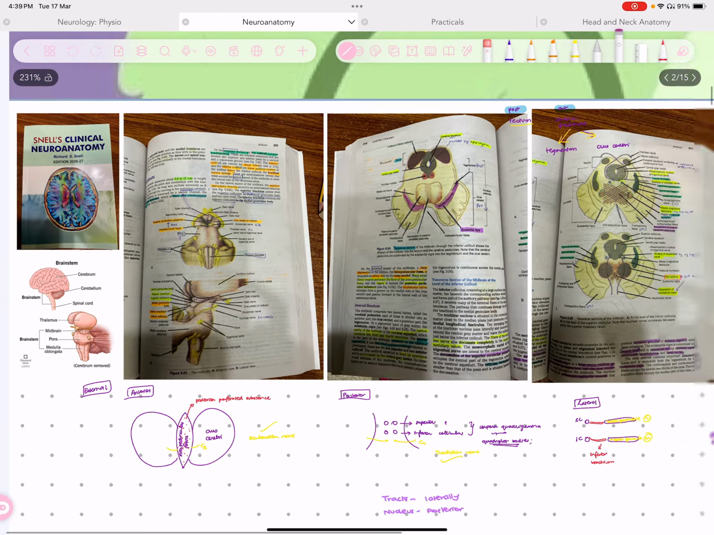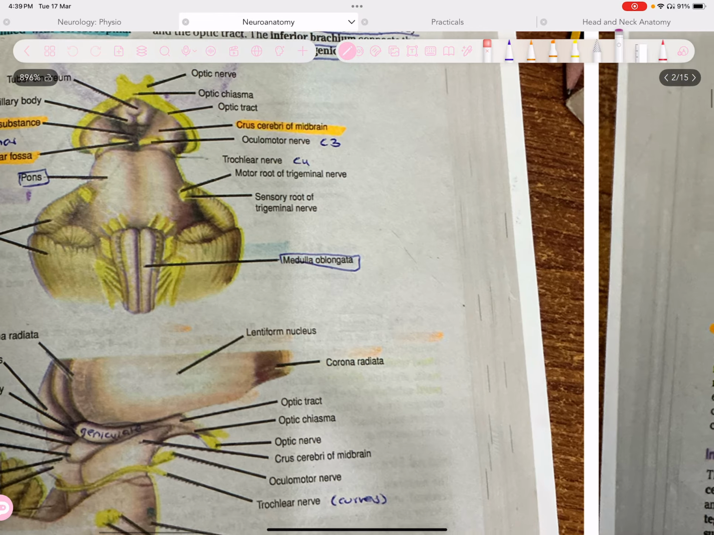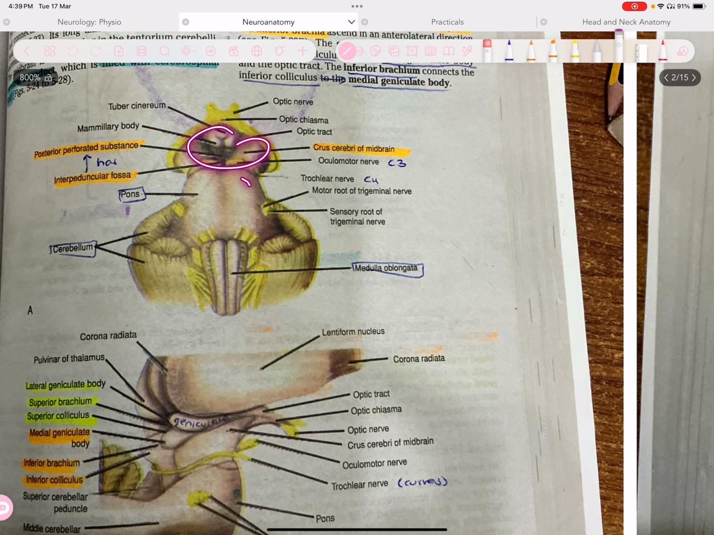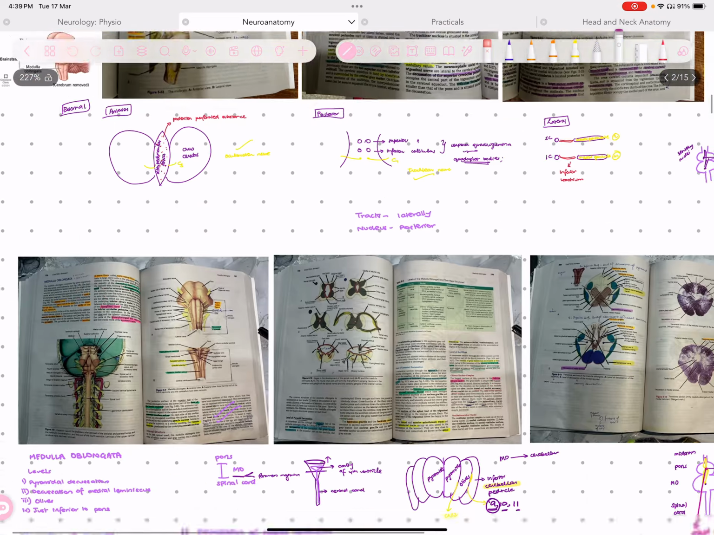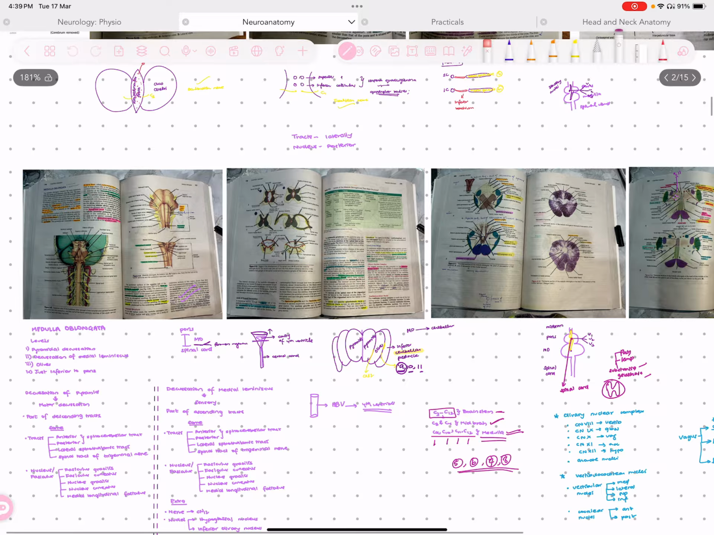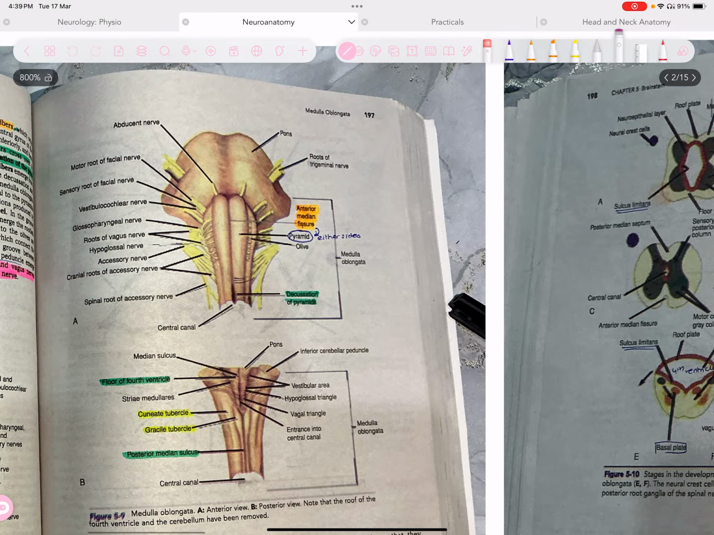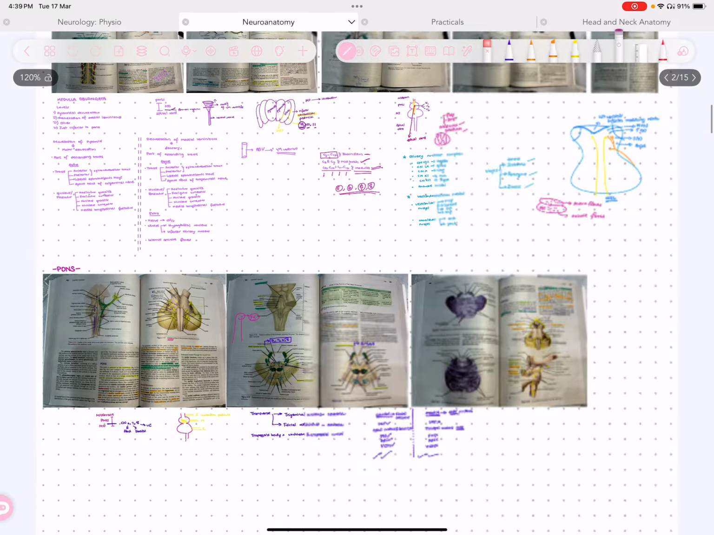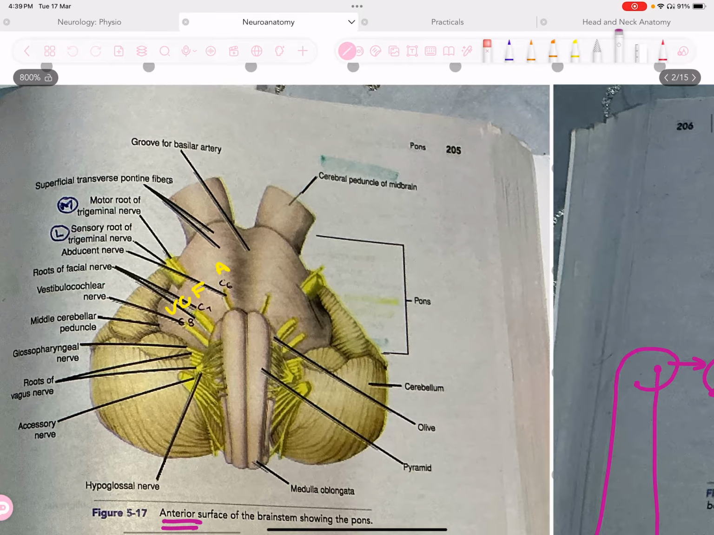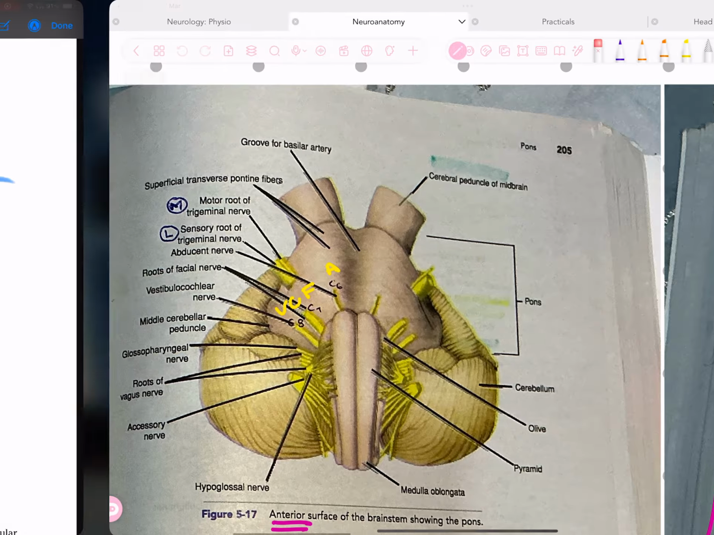And where is the exact picture that I can show to you? So this is your midbrain, this is pons, this is medulla oblongata. So this is the groove for the basilar artery. I hope you can recall that. Groove for basilar artery right here. And where's exactly the pons itself? Yes, here it's labeled as well, groove for basilar artery. So this is what we're talking about.